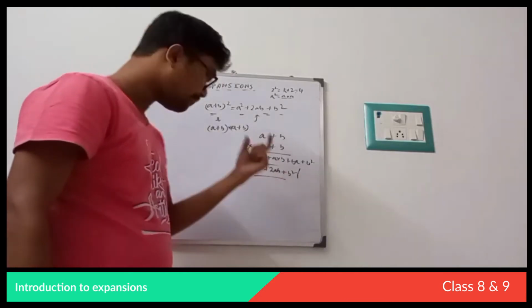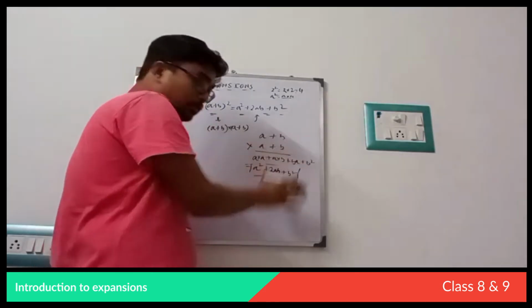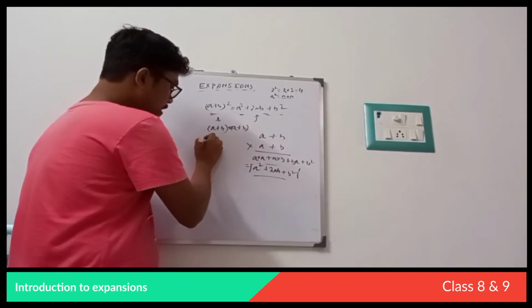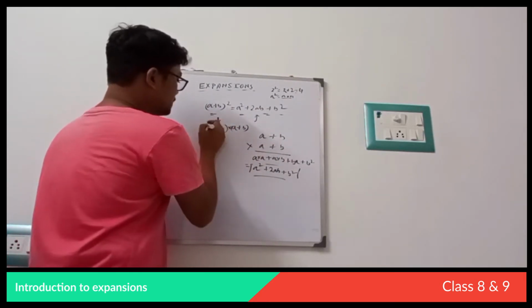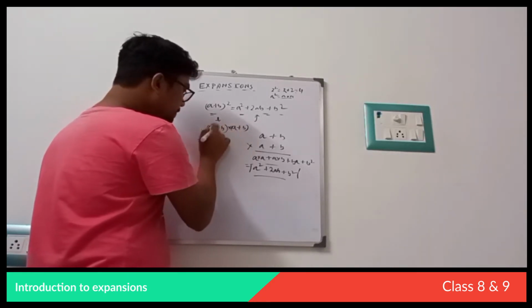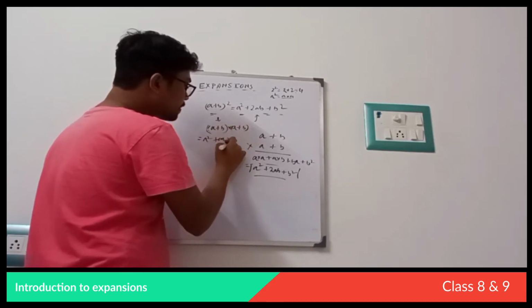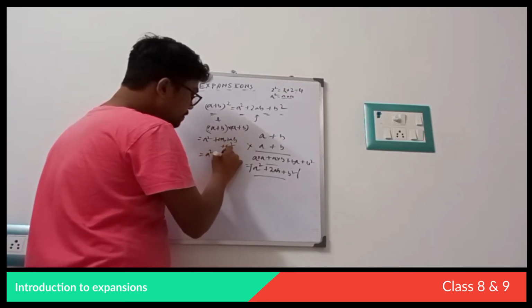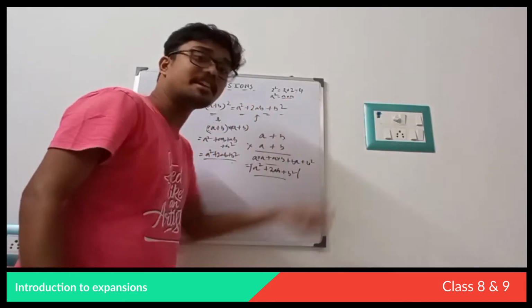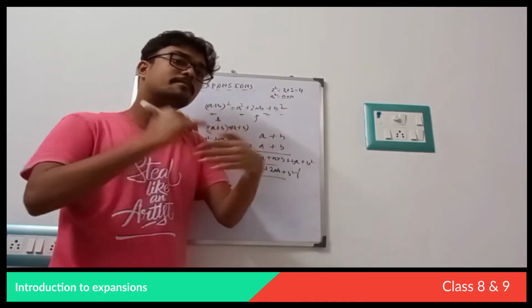Fine. Next, if you are not habituated to this type of multiplication, there is another method. Look at this. A plus b into a plus b. Now a into a, then a into b, then b into a, then b into b. Here we also get a square plus 2ab plus b square. So here a plus b whole square equal to a square plus 2ab plus b square is proved.